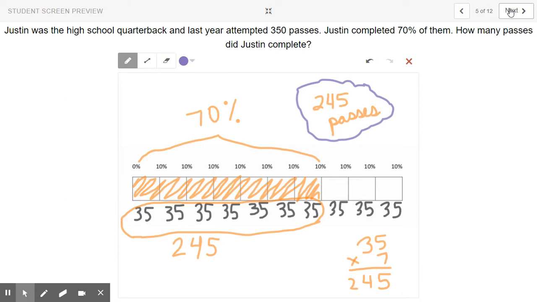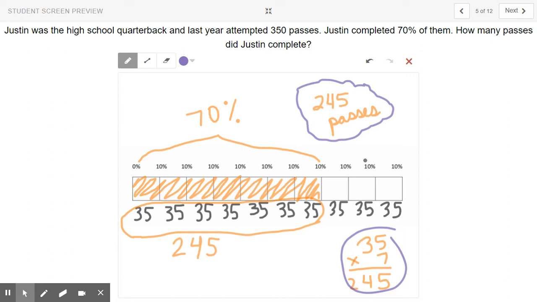So there were 350 passes attempted. So the whole thing's out of 350. Divided by 10, you get 35. Justin completed 70% of the passes that were attempted. So if I look, I shade 7 boxes. So I multiplied 35 times 7, you get 245. So the answer is 245 passes.